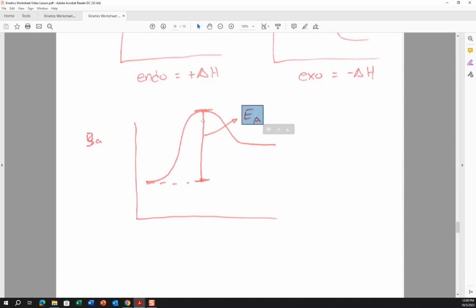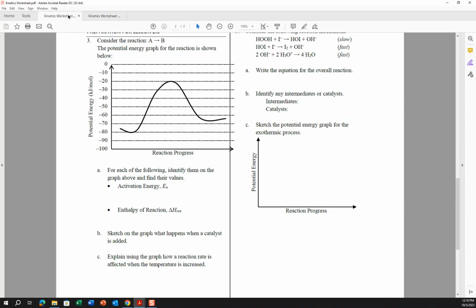Now, we could do it for the reverse reaction. The products of the forward reaction are the reactants of the reverse reaction. So if we went from this energy value to the top of the hill, that would represent the activation energy of the reverse reaction. Right now, we're just talking about the forward reaction, and I think they didn't have a reversible arrow, so we're not worried about the reverse reaction because this is only the forward reaction.